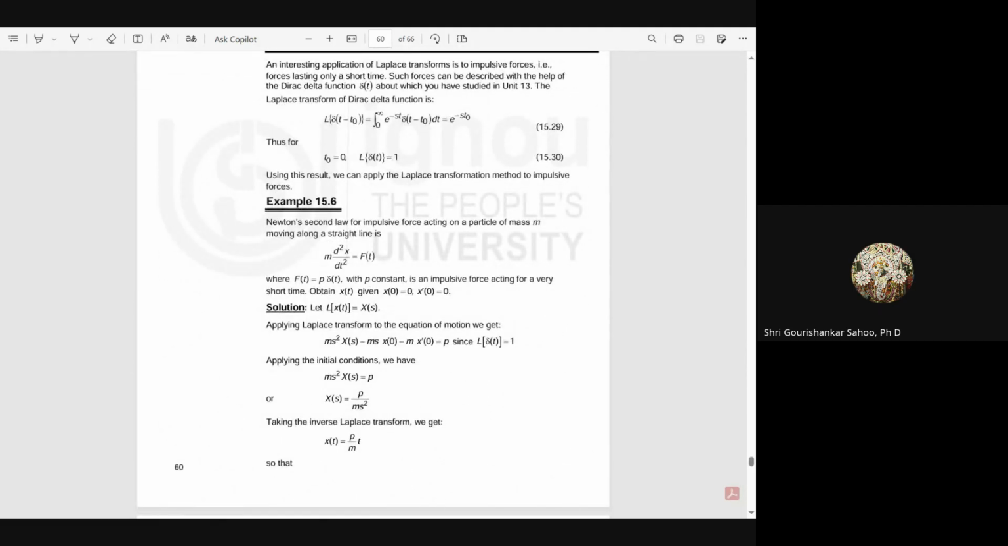Similarly, Newton's second law for an impulsive force acting on a particle of mass m moving along a straight line is m d square x by dt square is equal to f(t), or f(t) is equal to p times the Dirac delta function delta(t), with p constant, an impulsive force acting for a very short time. So you can obtain x(t) from x(0) and x dash 0.